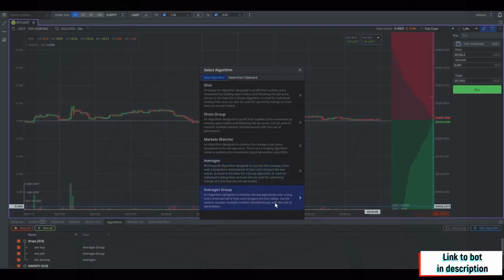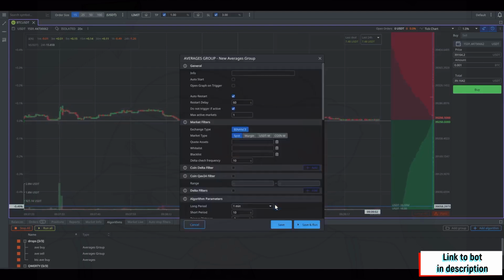Averages group works on the same principle but on many markets. Let's look at the averages group. Info allows you to add a description to identify your algorithm in a full list of algorithms. AutoStart allows you to select whether the algorithm will start automatically after the core is started. Open Graph on Trigger opens the graph on which the algorithm has placed orders after the algorithm's conditions are triggered.